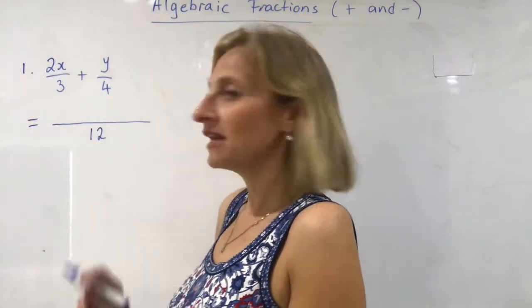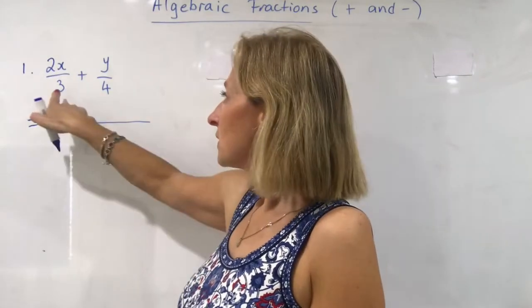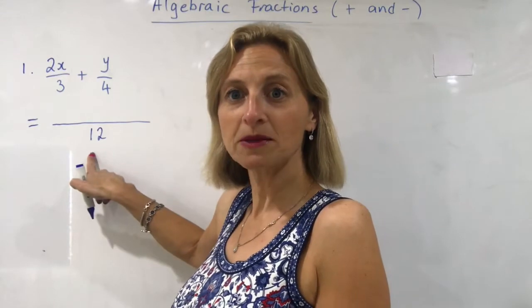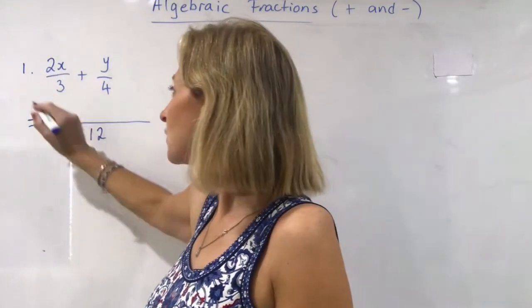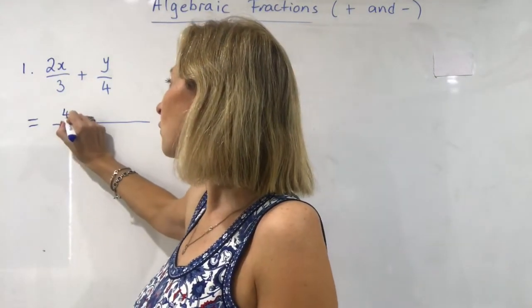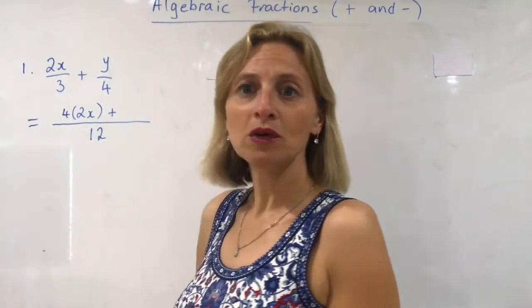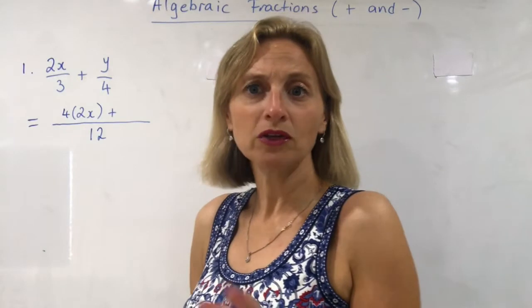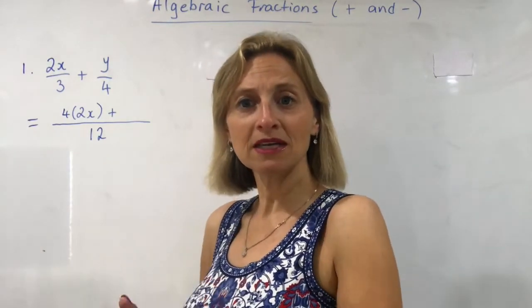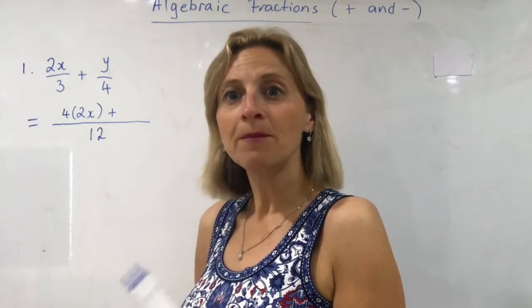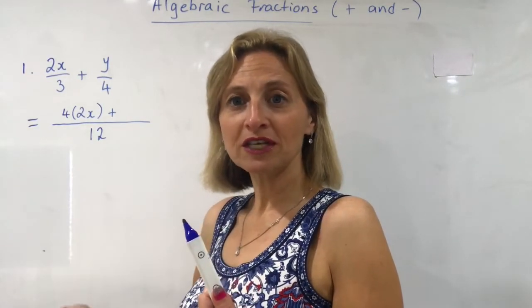My common denominator is 12. So I'm looking at 3. 3 times what will give me 12? Times by 4. So I need to times the top by 4. So it's 4 times 2x. As usual, I'm not going to do 2 things at the same time. I'm not going to expand the brackets right now. So my next line will be multiplying everything out. And that's going to be good practice for the questions that get more difficult.